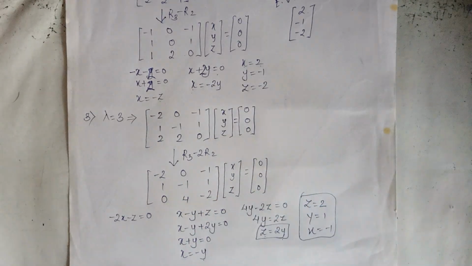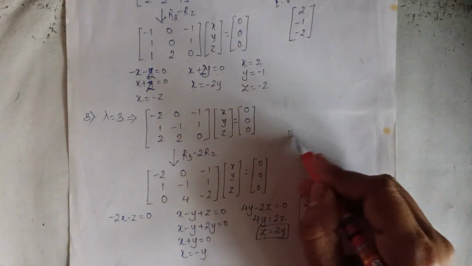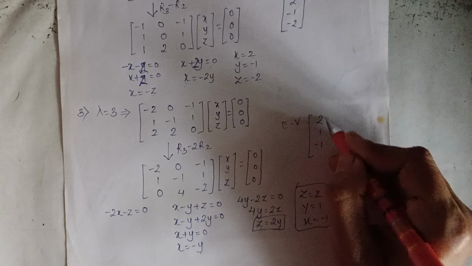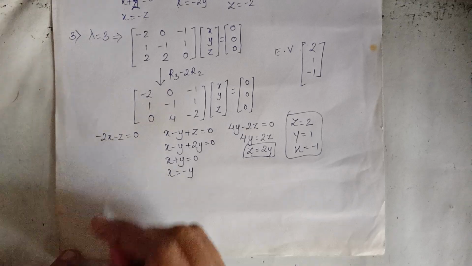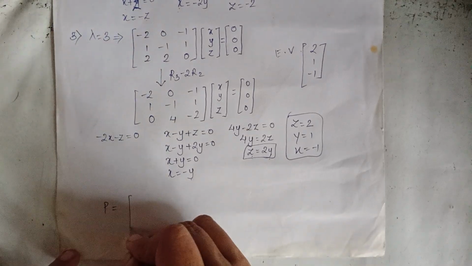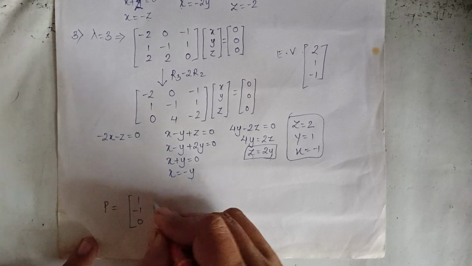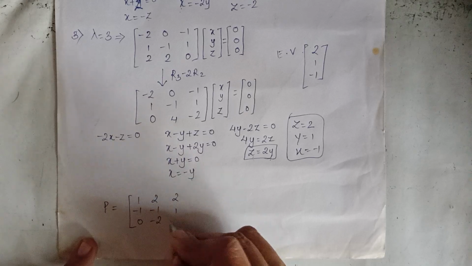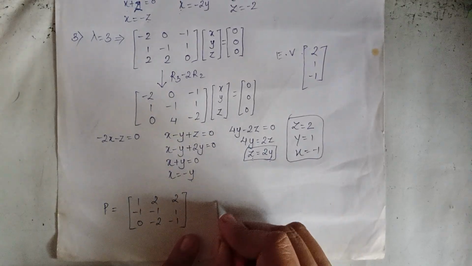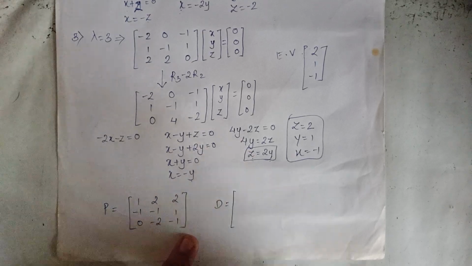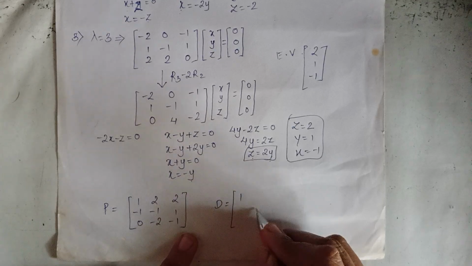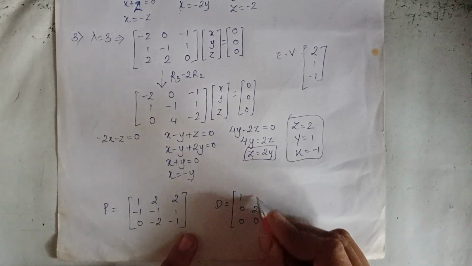Okay. So these are the values, so the eigenvector is 2, 1, minus 1. So the eigenvectors constitute your P matrix. So the P matrix is 1, minus 1, 0; 2, minus 1, minus 2; and 2, 1, minus 1. And we have a D matrix, which is made up of lambda 1, lambda 2, lambda 3. That is a diagonal matrix. So it is 1, 2, 3 on the diagonal with 0s elsewhere.